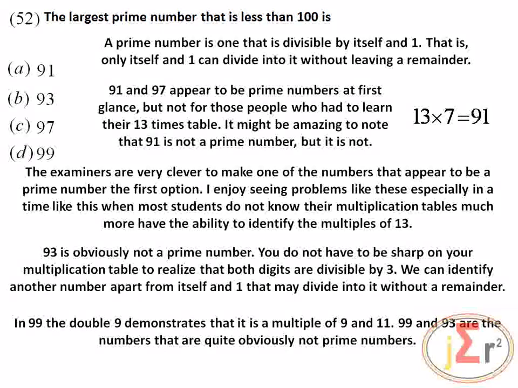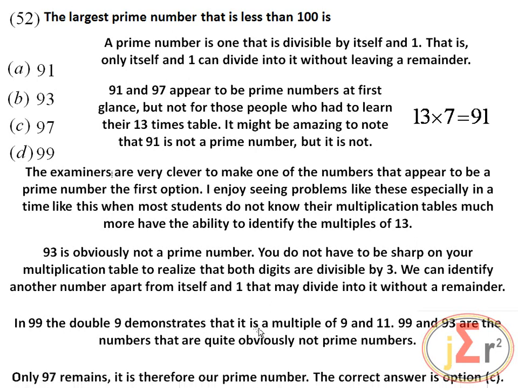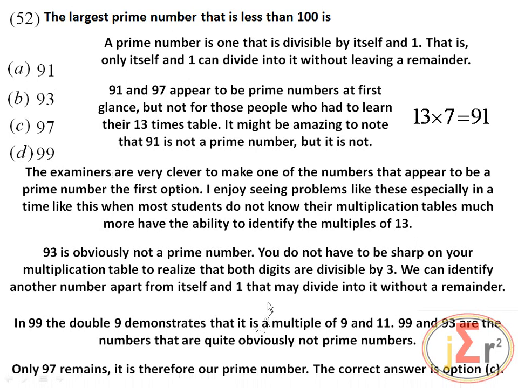In 99, the double 9 demonstrates that it is a multiple of 9 and 11. 99 and 93 are the numbers that are quite obviously not prime numbers. These two, they are obviously not prime numbers. Only 97 remains. It is therefore our prime number. The correct answer is option C.